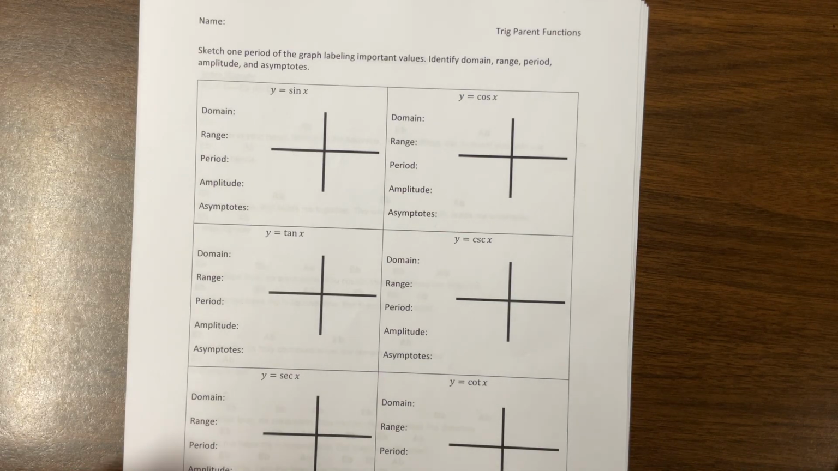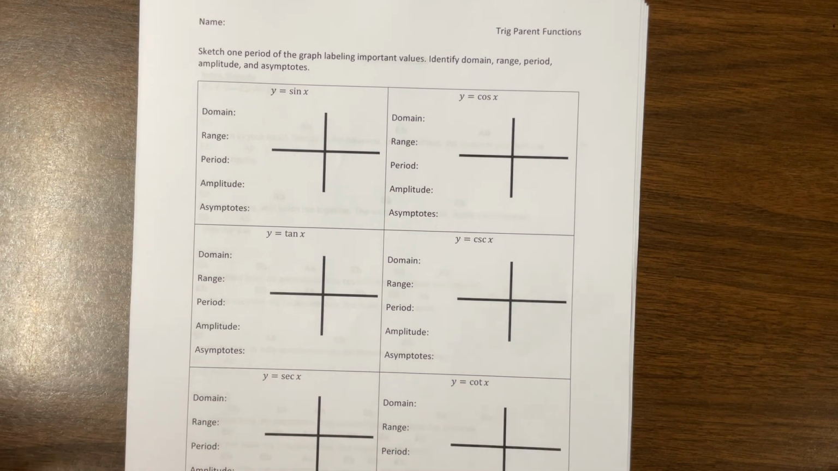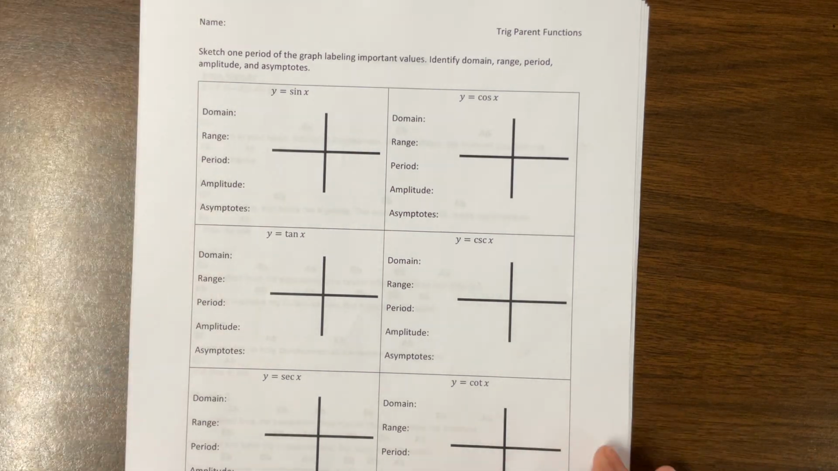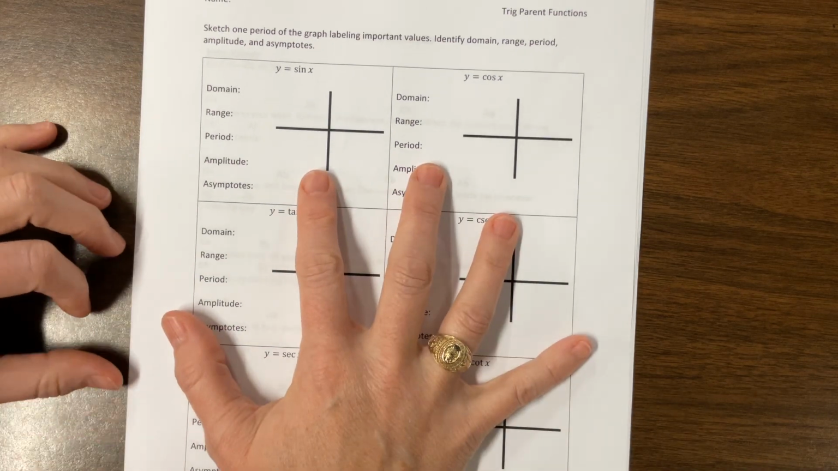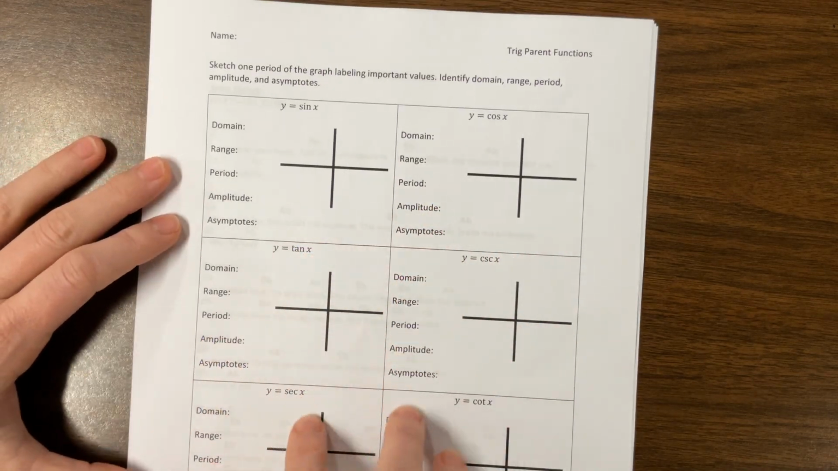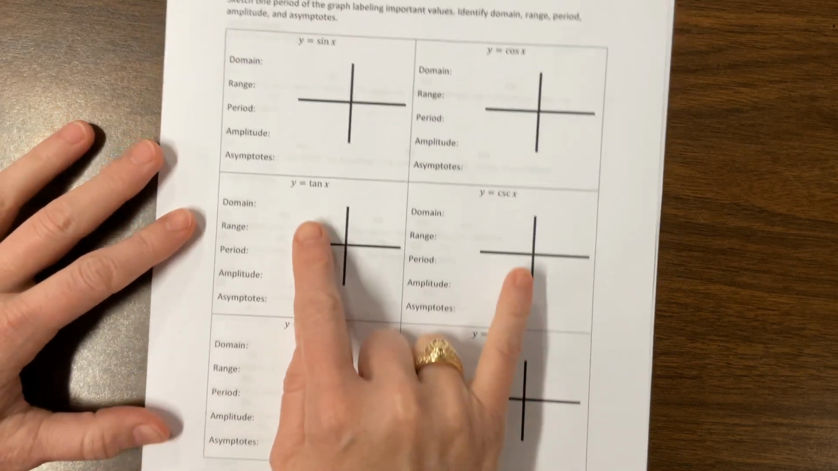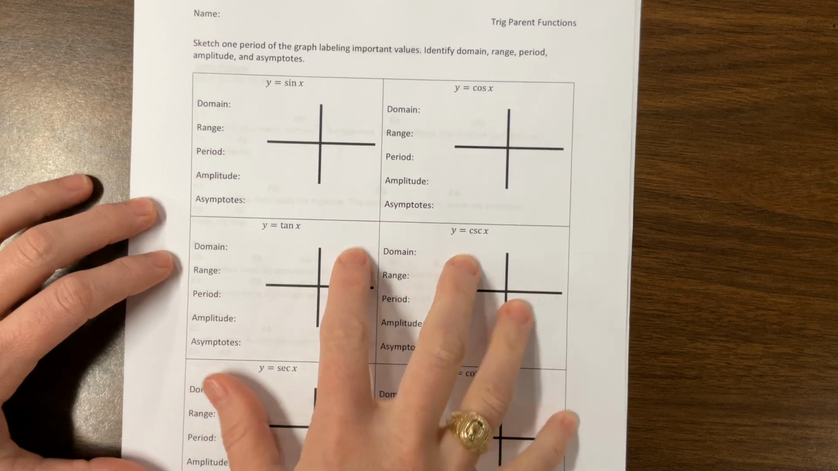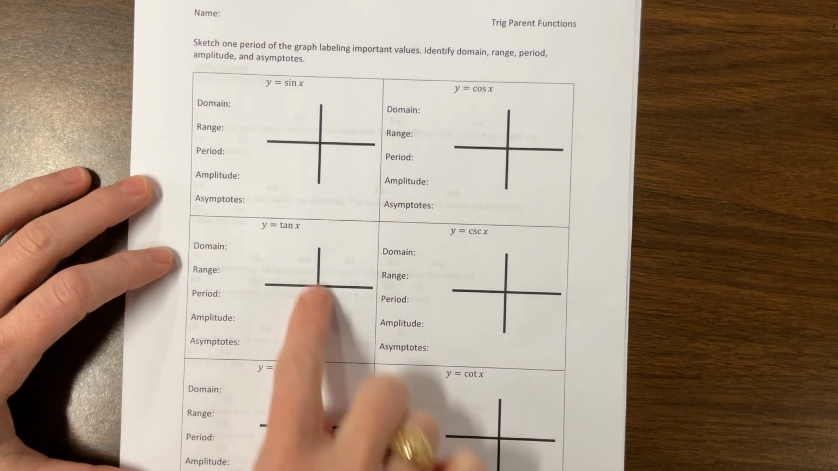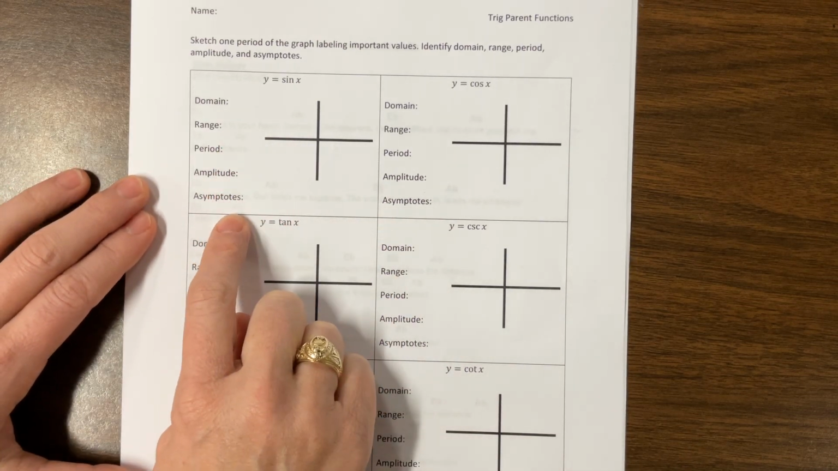This is to all of my students learning trig. This is going to apply to IB and it's going to apply to AP. So AP PreCal and IB Math, enjoy. Here we go. I teach it the same way in all these classes. Our goal today is to be able to fill out this piece of paper. So we need to know sine, cosine, tangent, cosecant, secant, and cotangent, the 6 trig parent functions. And you need to tell me the domain, the range, the period, the amplitude, and the asymptotes.